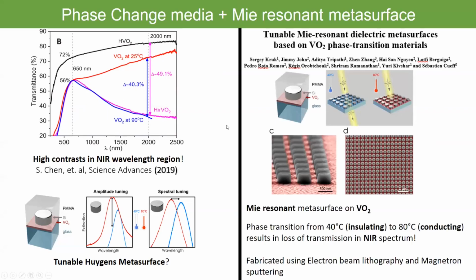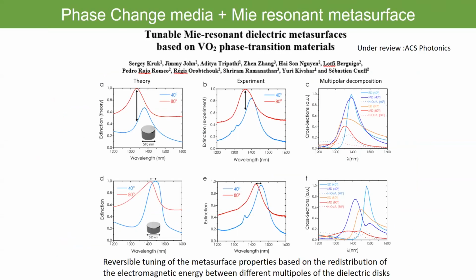So this is a very simple structure, an array of disks with a lattice constant of around 800 nanometers, and these were fabricated in France by our collaborators. This was designed as a Mie-resonant high-index metasurface. And these are our results. The experiment was performed in France, and we did the theory here. Theoretically, we predicted that for 510 nanometers, we could modulate the transmission, like the extinction.